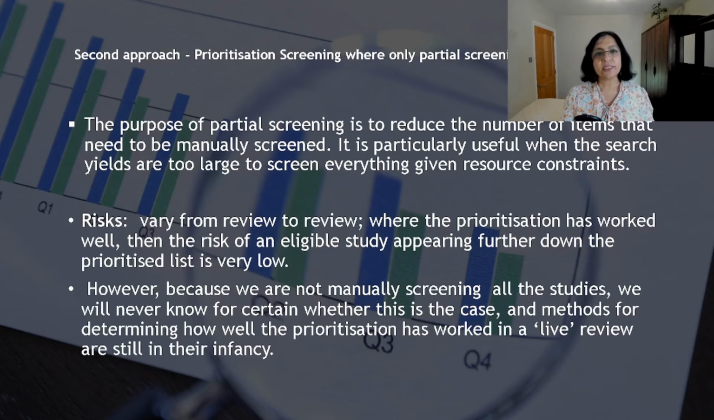So the second approach, we are only screening a partial set. It's only a partial screening. So the purpose is very clear, to reduce the number of items to be screened, and it is useful when you have a large number of records to screen. The risk of an eligible study appearing further down is very low, but there is a chance to miss a study. We are not sure, because we are not manually screening all the records, whether there is an eligible study at the bottom of the list.